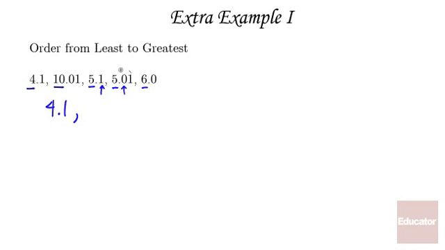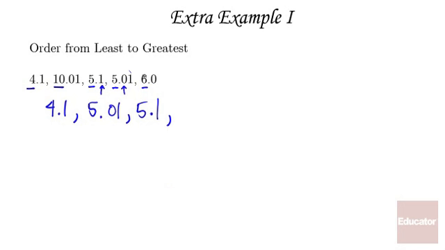So this number is going to go next as the next smallest, 5.01. And then this one, 5.1. And then I have 2 numbers left. I have 10.01 and I have 6.0.